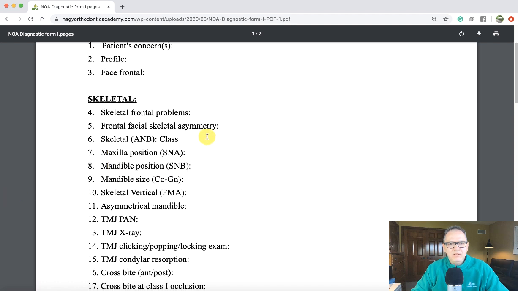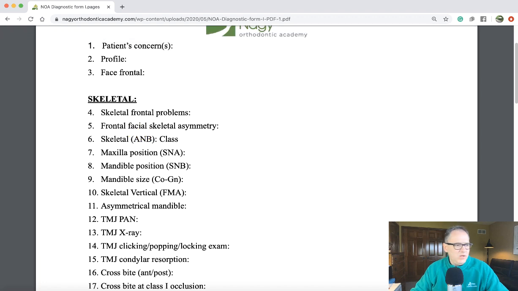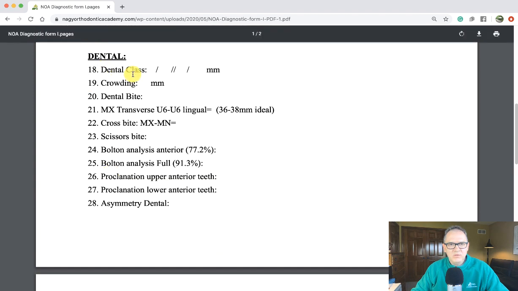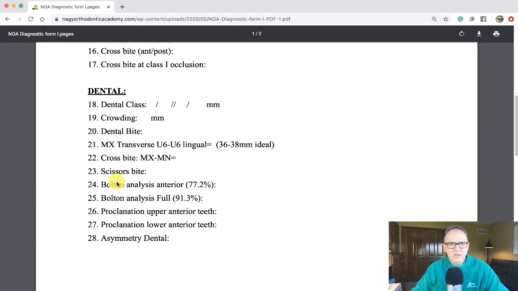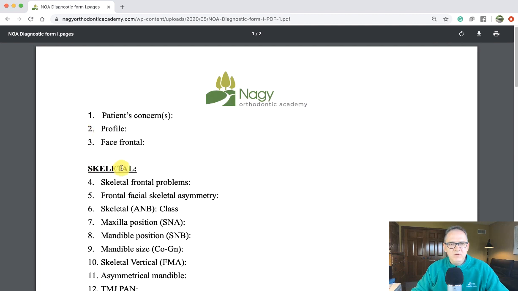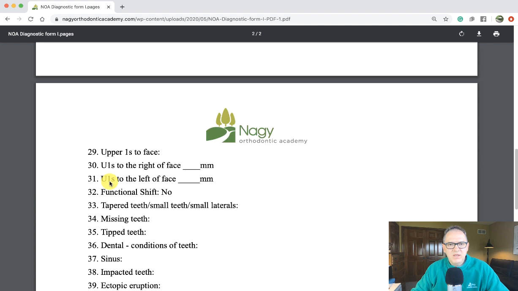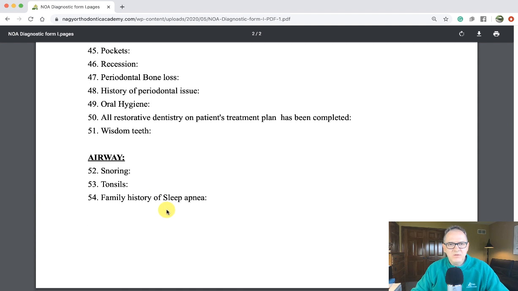Okay, now after that we are going to go to the skeletal analysis, and then after that we're going to cover the dental issues. So we're going to do first the profile and the facial aesthetics, then we go to the skeletal, then we're going to go to the dental classifications, and then we're going to go to the periodontal and then the airway.